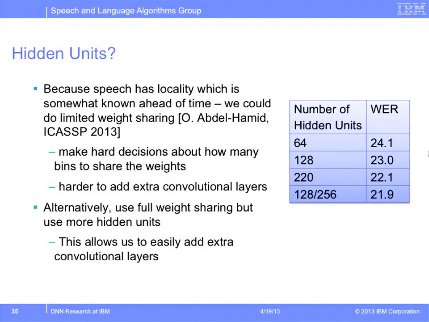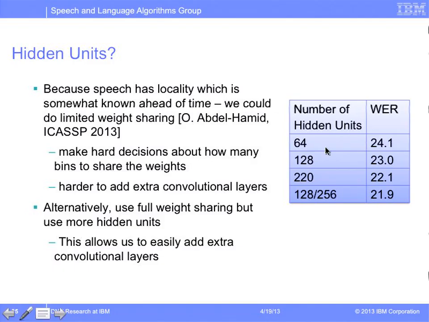So we thought, well, let's just use full weight sharing, but have more hidden units to explain the high frequency and low frequency variation. So we have full weight sharing that shares across all frequency, but we use a larger number of hidden units. The benefit is that we don't have to make any hard decisions about where filters start and end, and we can easily add extra convolutional layers. And this is really what's done in the vision community, not the limited weight sharing.